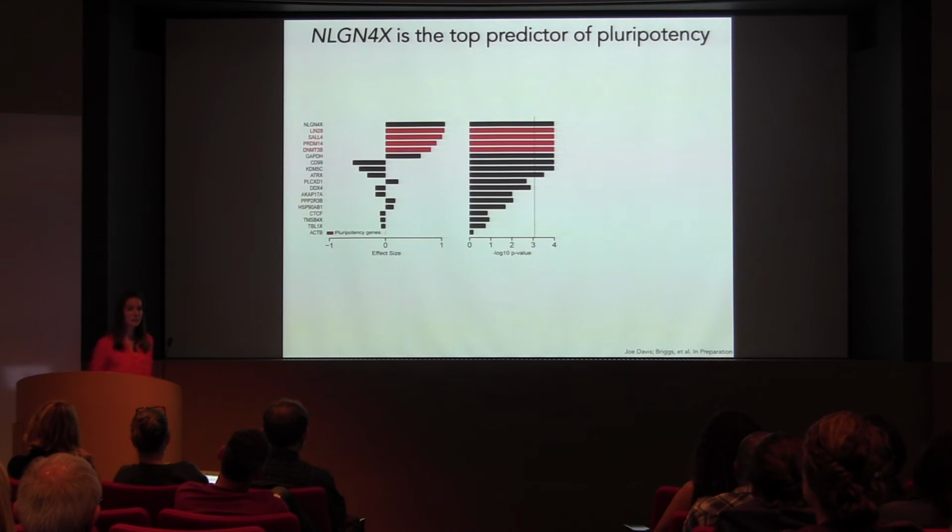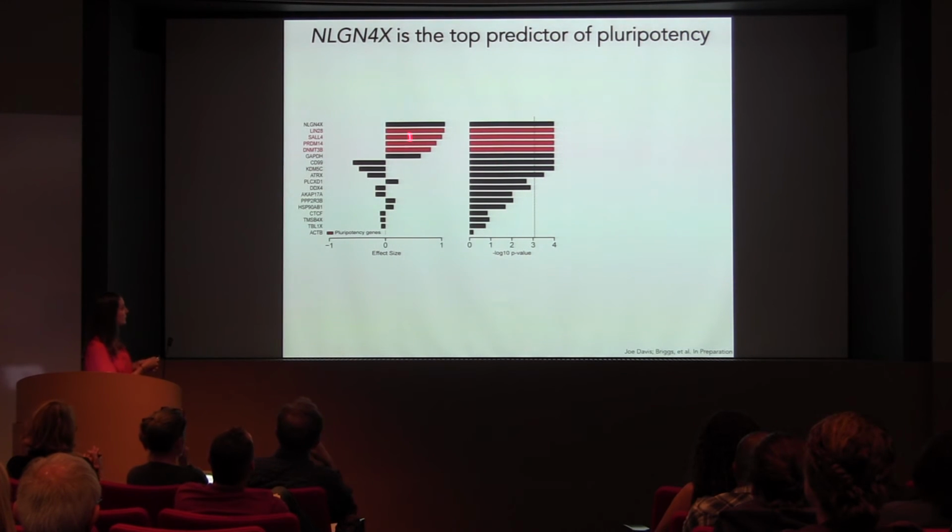And so when we try to predict pluripotency using this method, what we see is we come up with 9 genes that are statistically significantly predictive of pluripotency. And again, we see known pluripotency genes coming up, but what was the most exciting to me is that we see NLGN4X, the gene I mentioned before, being our top predictor of pluripotency.